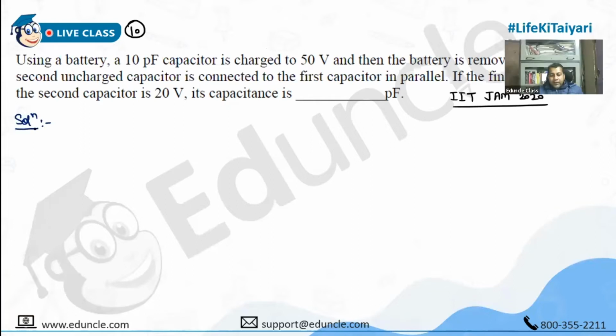A 10 picofarad capacitor is charged to 50 volt. Then the battery is removed. And then again, a second uncharged capacitor is connected to the first one in parallel. And the final voltage across the second capacitor is given. So its capacitance would be. It means the same will be the voltage across the first capacitor after connecting them in parallel, because in parallel voltage will be the same, na? Yes, sir.